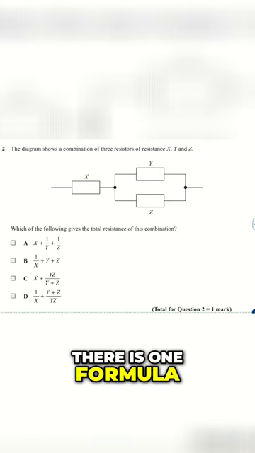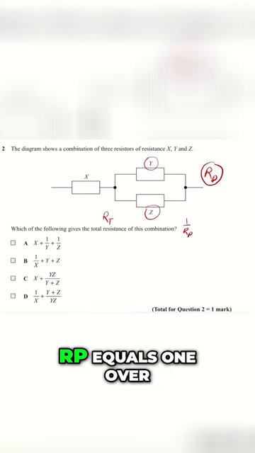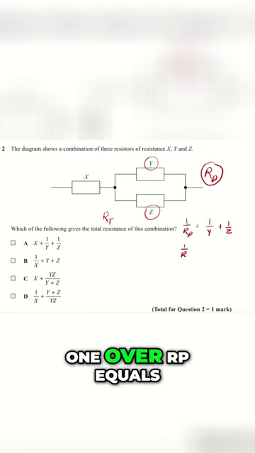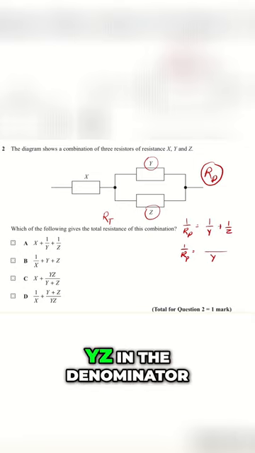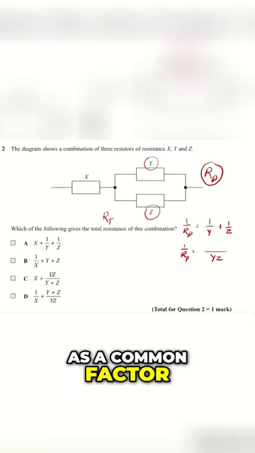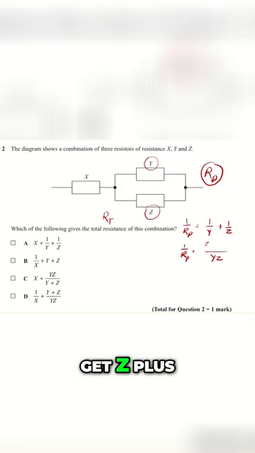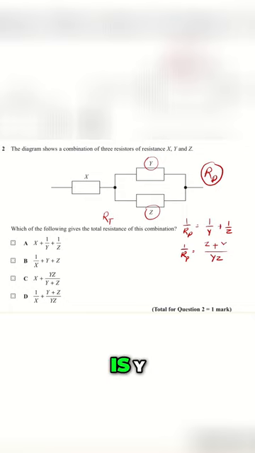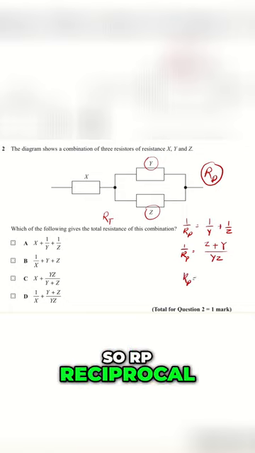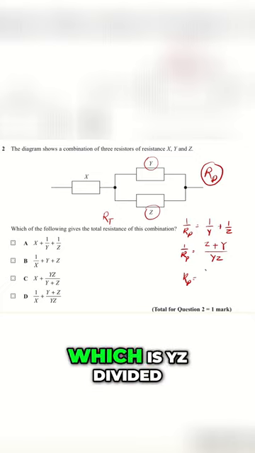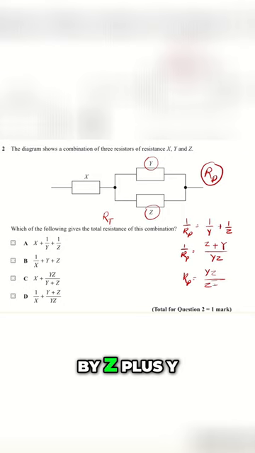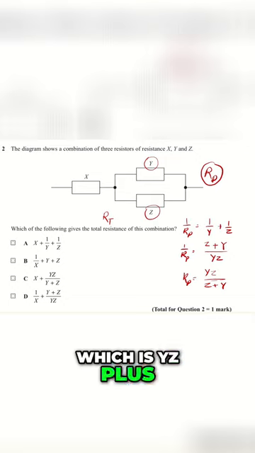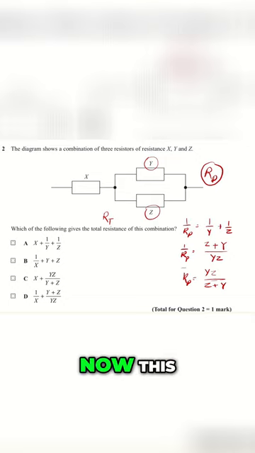There is one formula, which is 1 over RP equals 1 over Y plus 1 over Z. So 1 over RP equals YZ in the denominator as a common factor, divided by Y to get Z, plus YZ divided by Z, you will get Y times 1, which is Y. So RP reciprocal, make it upside down, which is YZ divided by Z plus Y. The summation of these two resistors, which is YZ divided by Z plus Y.